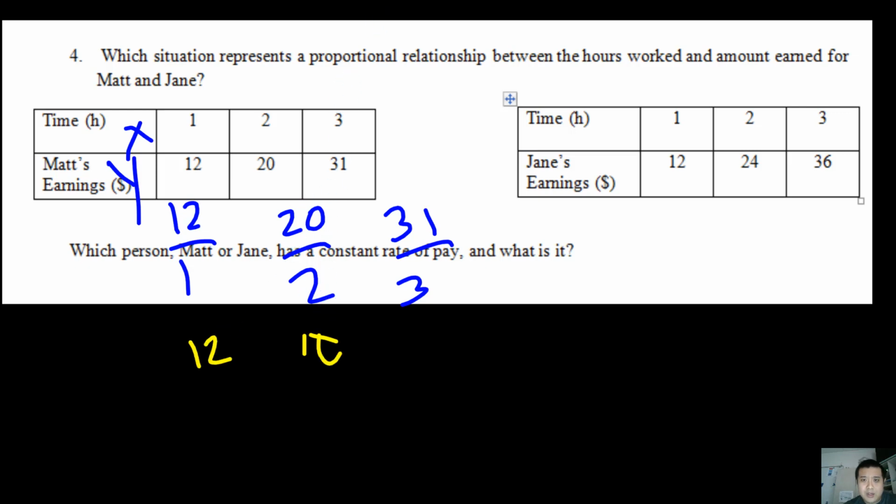Oh, these do not equal, okay? So therefore, Matt does not have a constant rate of pay. From here to here, he made $8. From here to here, he made $11, so it's not constant.